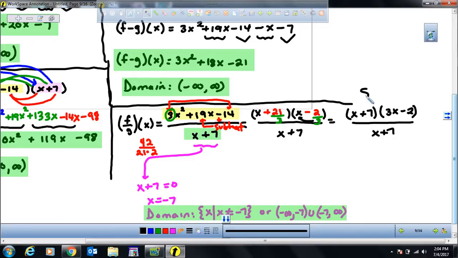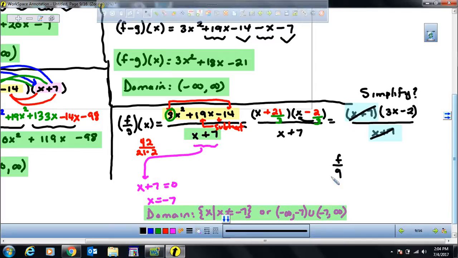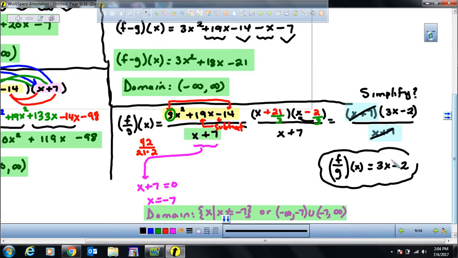Now the question is, can we simplify? How do we know if we can simplify? After we factor, if you see that there's a common factor that can be divided out, you have to divide it out. We see x plus 7 is the same as x plus 7. Those are called common factors. So we can divide out the x plus 7, and my final function f over g of x is going to be 3x minus 2. And that concludes this question. So we already found f plus g, f minus g, f times g, and f over g.